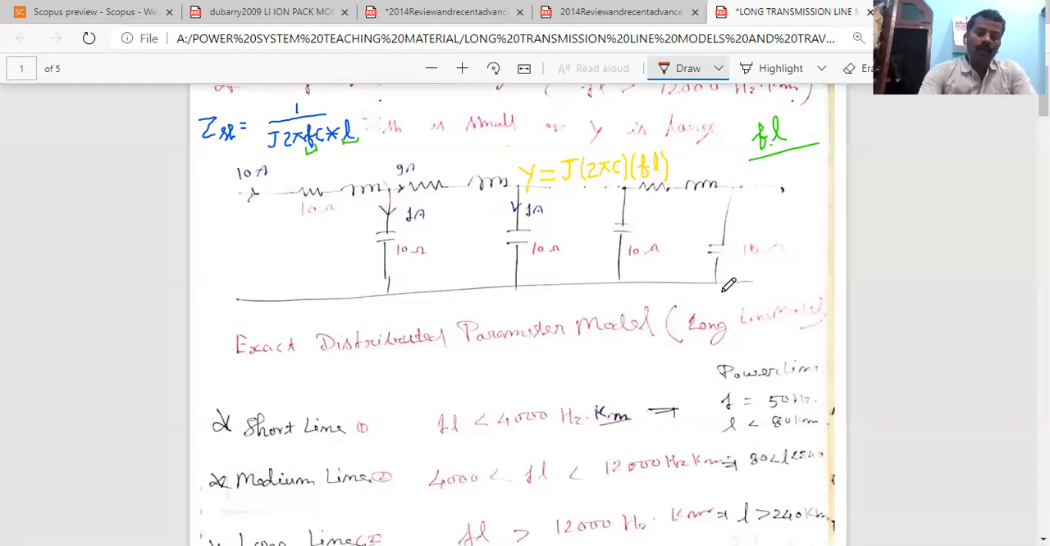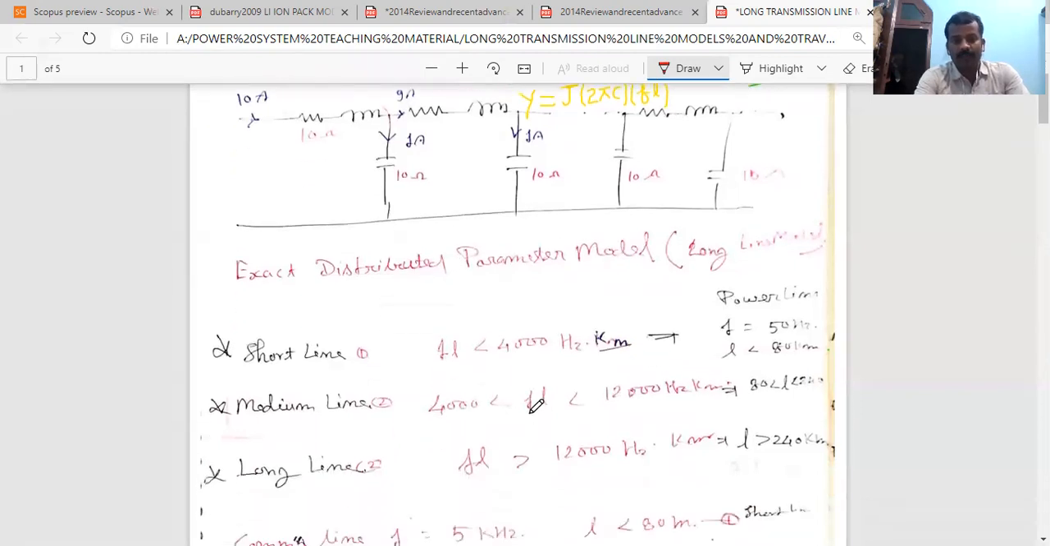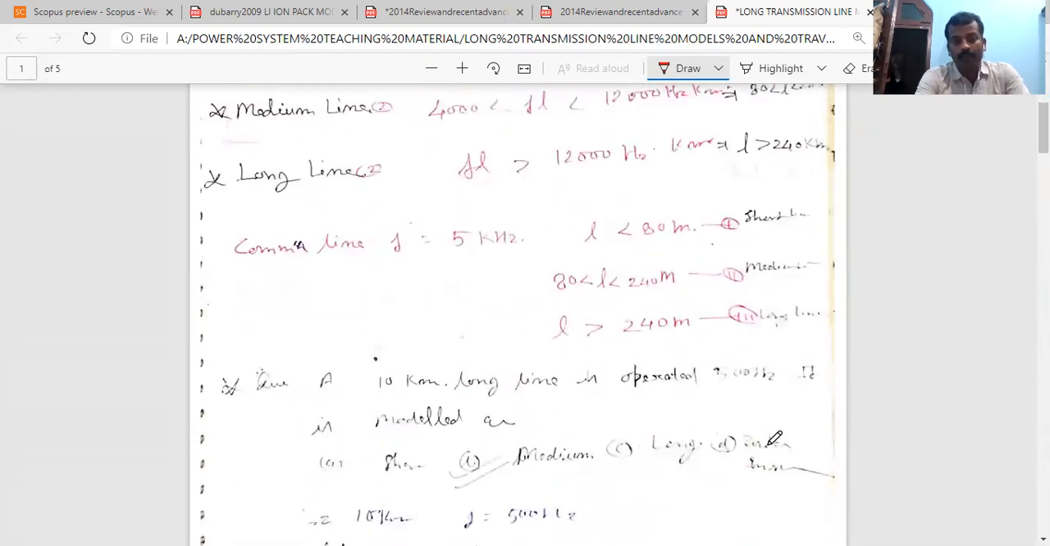Okay, you have to be careful about this type of transmission line. You have to remember all these criteria in terms of the product of frequency and length, and also in terms of the length only.